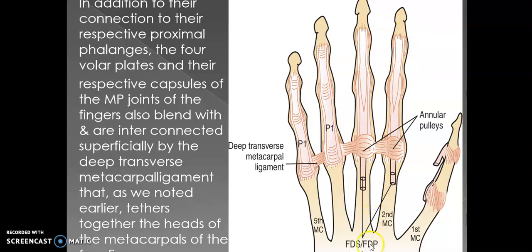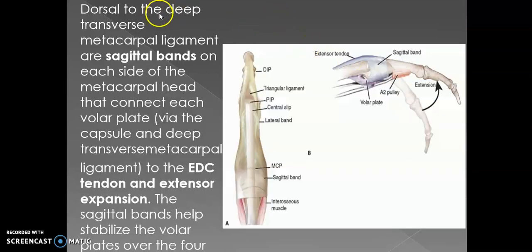So thereby the FDP, that is flexor digitorum profundus, what will be the action? Flexion of the distal interphalangeal joint, and FDS will do flexion of the proximal interphalangeal joint. Dorsal. So now we are coming to the dorsal. We completed the palmar aspect of the MCP joint.